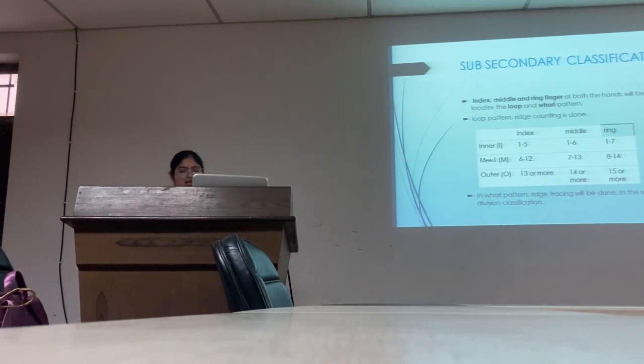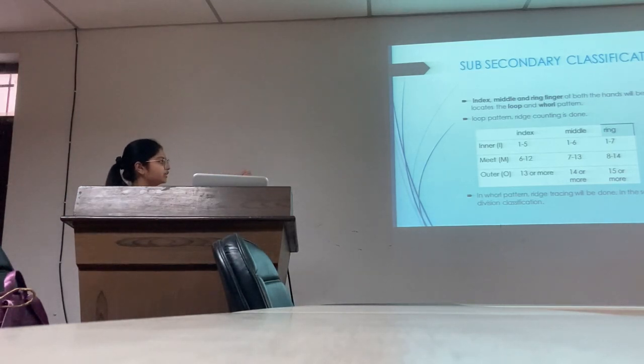Sub-secondary classification. In sub-secondary classification, we take the index finger, middle finger and ring finger of both hands. We consider the loop and whorl patterns only. In loop pattern, ridge counting is done, and in whorl pattern, ridge tracing is done according to this table. We categorize them as I, M and O: inner, mid and outer. If in the index finger the ridge counting comes from 1 to 5, then it is I, 6 to 12, then it is M, 13 or more, then outer, and the same for the middle and then the ring.